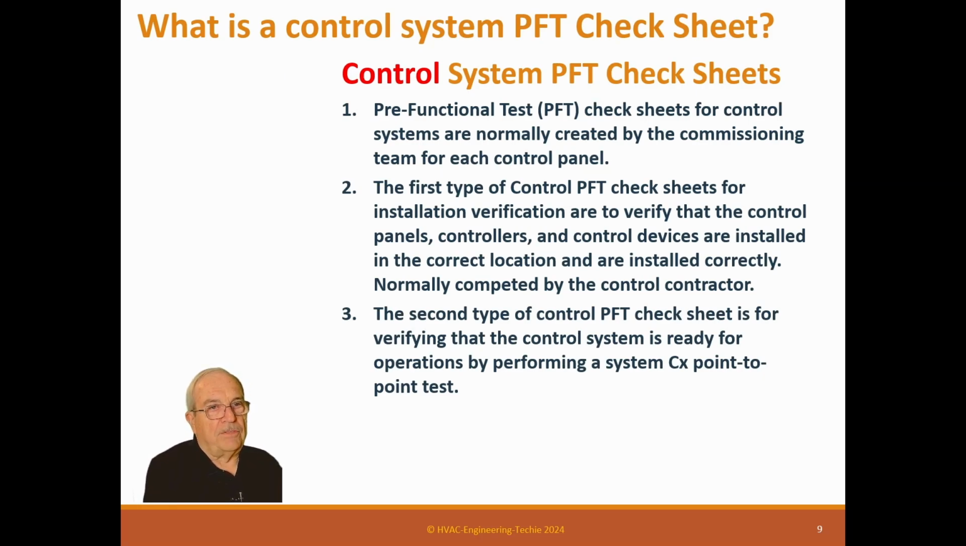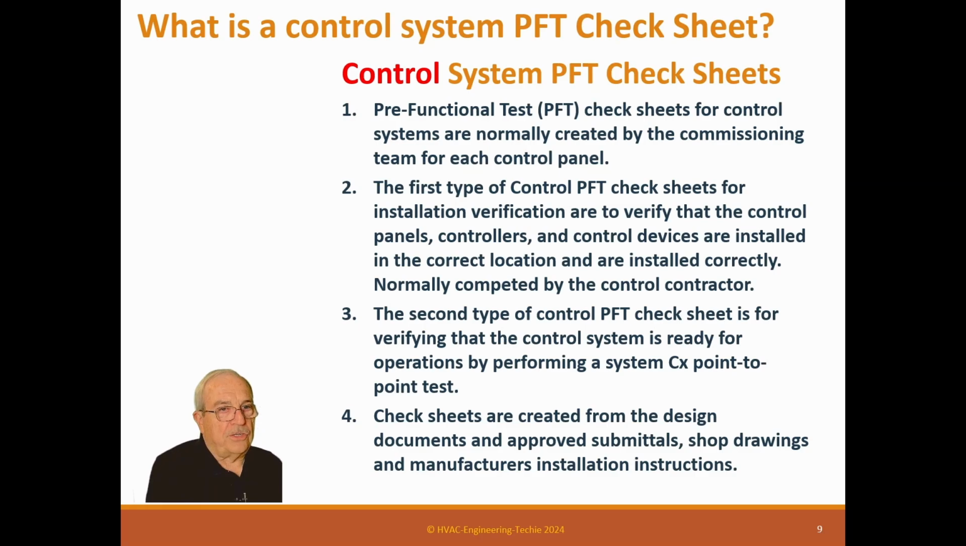The second type of control PFT check sheet is for the verification that the control system is ready for operation by performing a system point-to-point test. Sometimes the control contractor's test is actually a loop check, where they're checking all their loops to make sure the polarity is correct and they're testing the right device. That's really good. That's good stuff. But our point-to-point testing is somewhat different. Check sheets are created from the design documents and proof submittals. Shop drawings are manufacturing installation instructions.